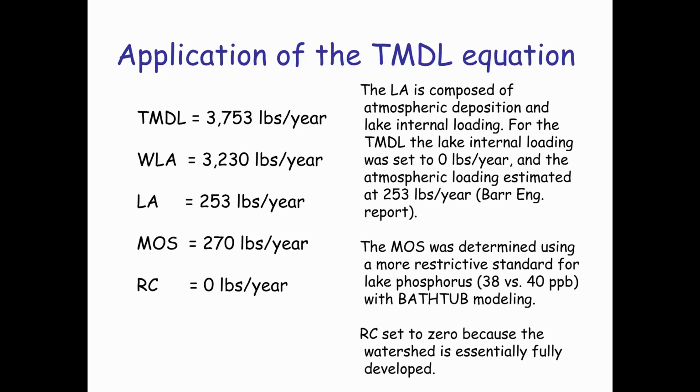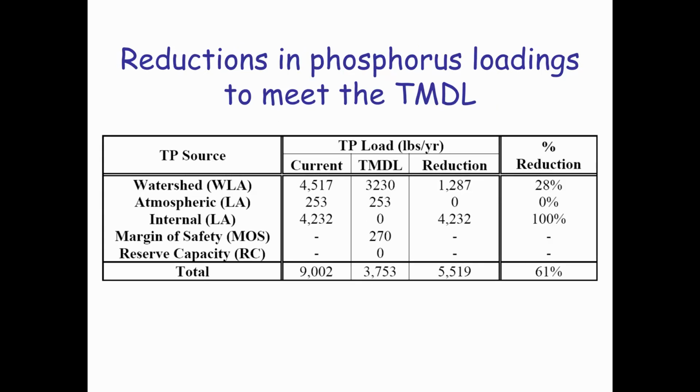Okay, so the explanation is given here for each of those. The reductions in phosphorus loadings to meet that TMDL: the watershed load is 4,517. That number was given earlier. To meet the water quality standard, the watershed load can only be a maximum of 3,230. So we need a reduction from the current conditions to meet the water quality standard of 1,287 pounds per year. That's a 28% reduction. For the atmospheric, we can't really do anything about that.